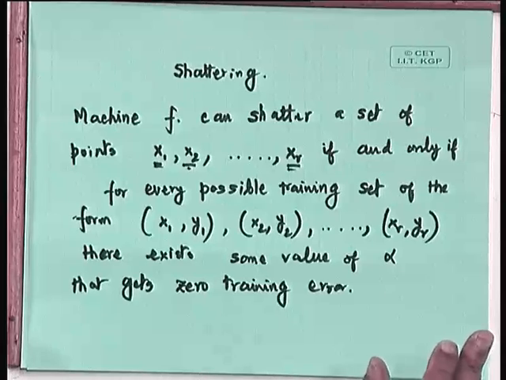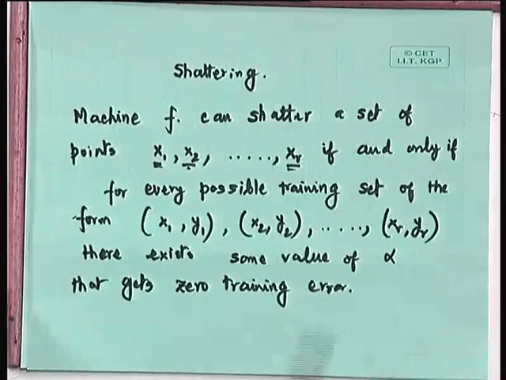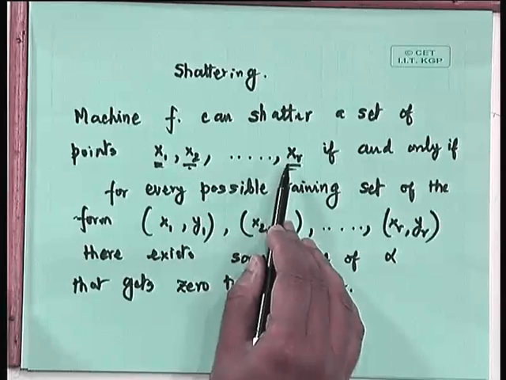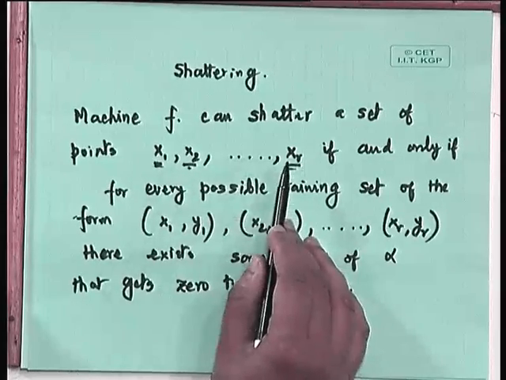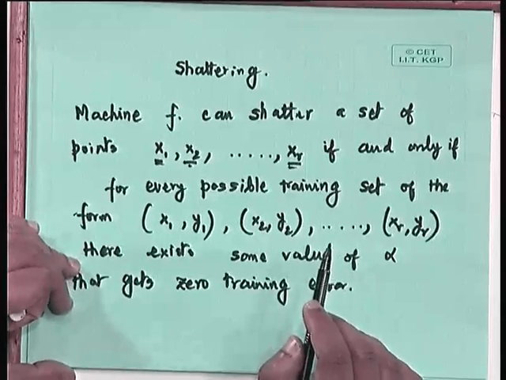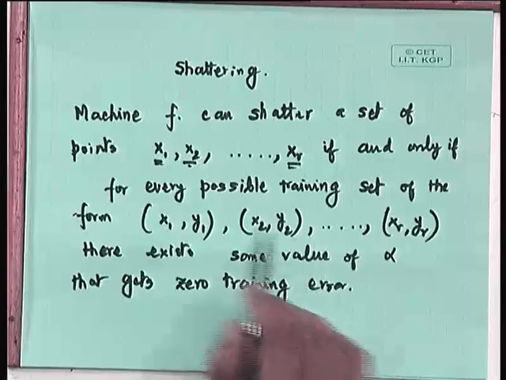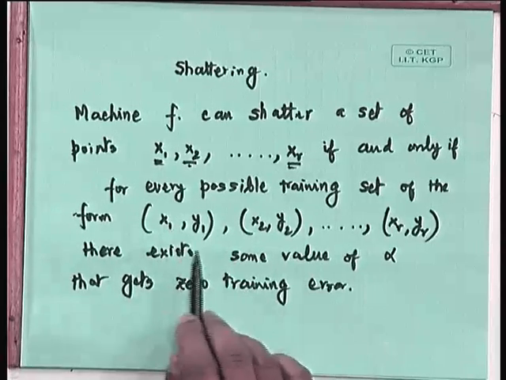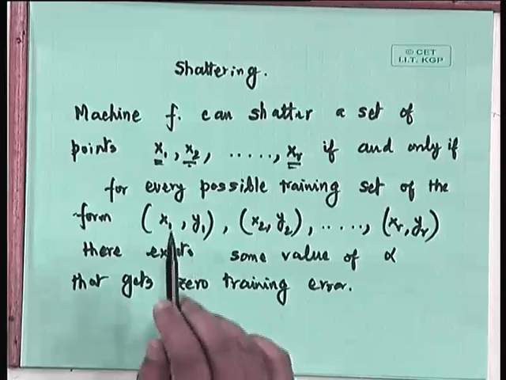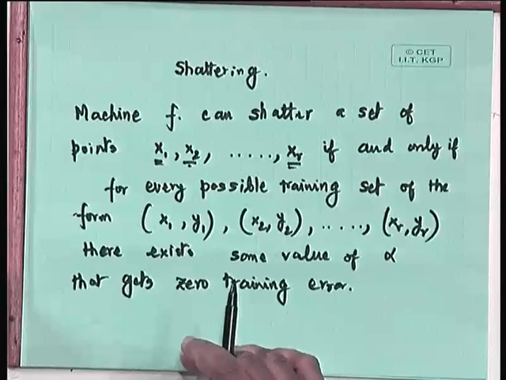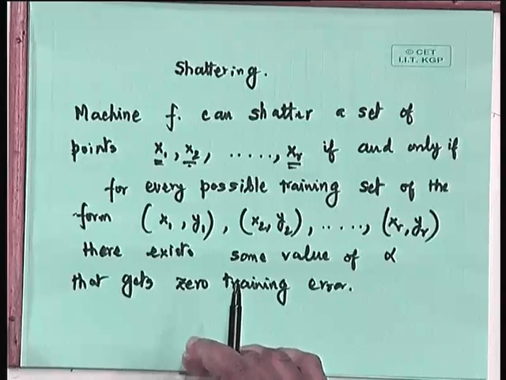So, let us understand it this way. Now, here you see that once we take x1 to xr, because of the x1 pattern, y1 could assume a value of plus 1 or minus 1. Again for x2 it could be plus 1 or minus 1. So there will be 2 to the power r such training sets to consider, isn't it?